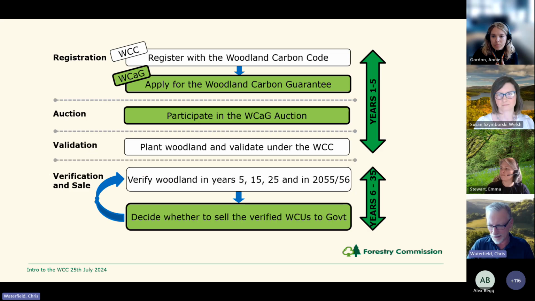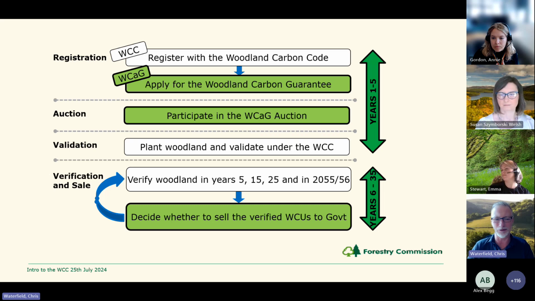The process is very similar to the Woodland Carbon Code validation process. You register with the Woodland Carbon Code, and then you apply for the Woodland Carbon Guarantee auction. You will be given a PIN number which allows you to participate in the auction as long as your project meets the registration requirements of the Woodland Carbon Code. If you're successful, you will receive a note saying you have been successful.